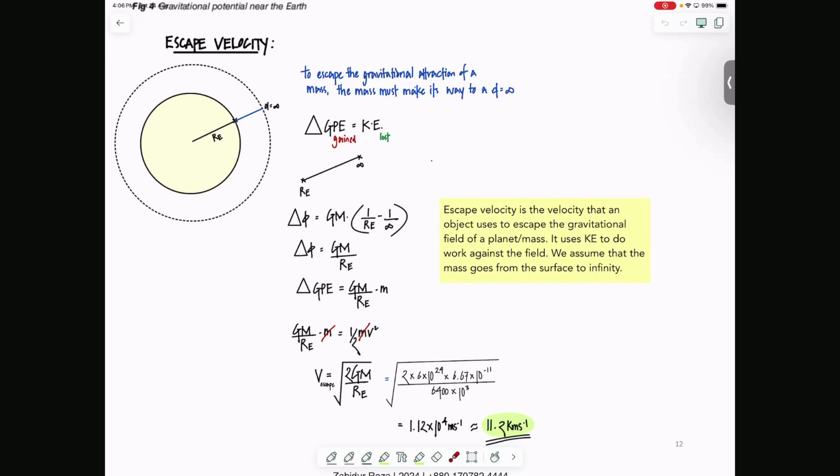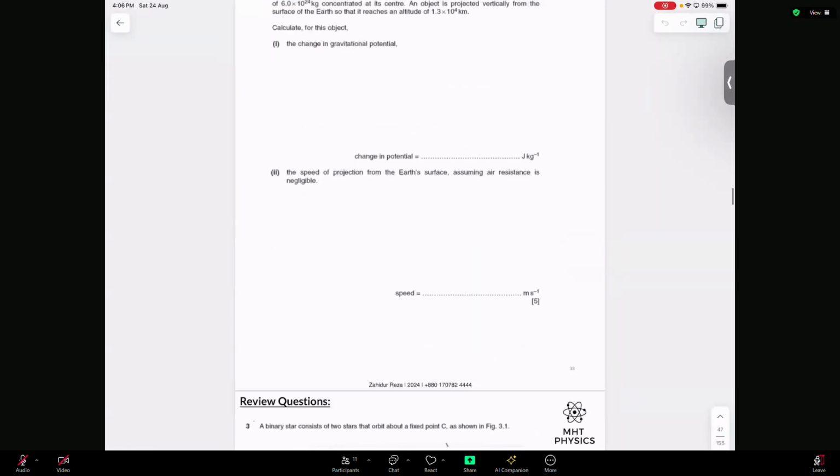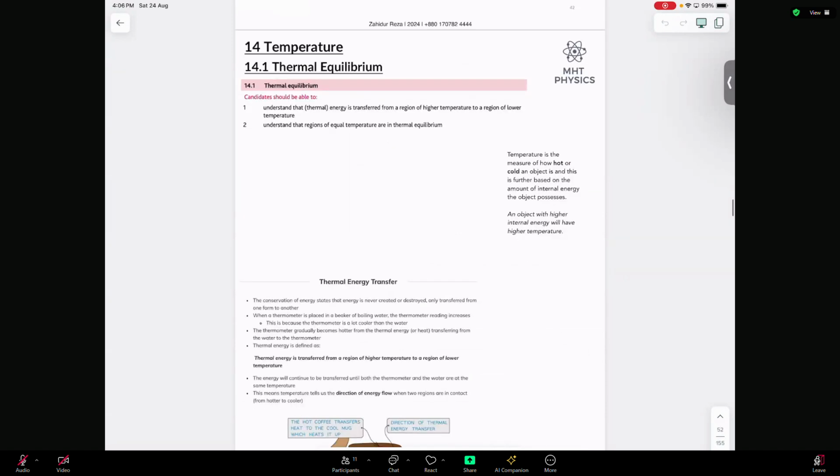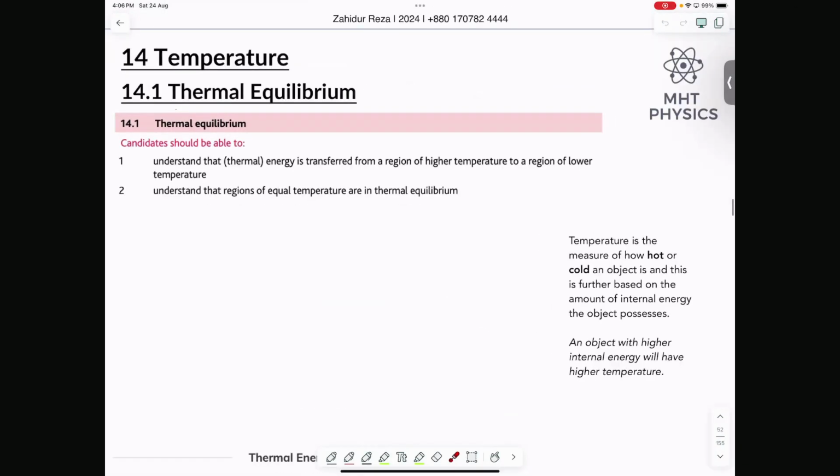I'll do review questions today. And after we're done with the review questions here, we'll start our next chapter. Okay, it's thermal equilibrium. A chapter with very small topics, multiple small topics all together.